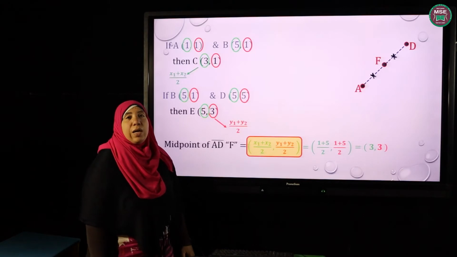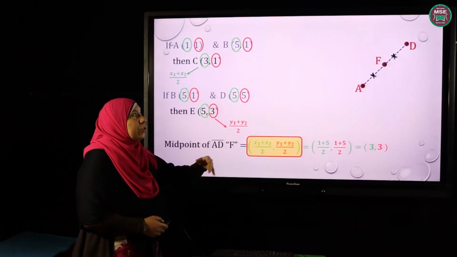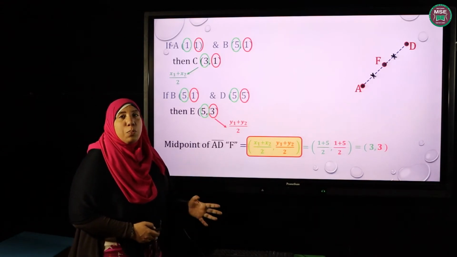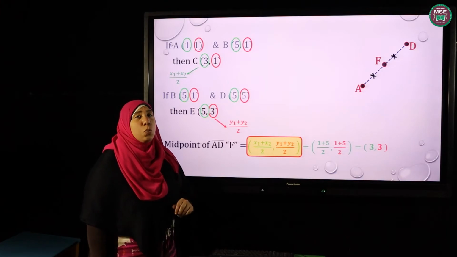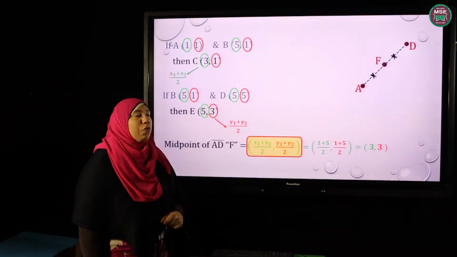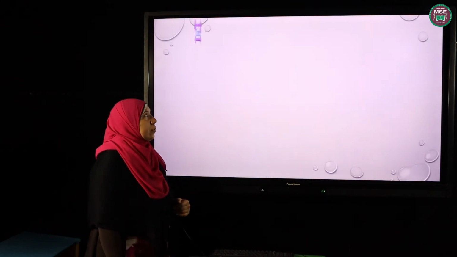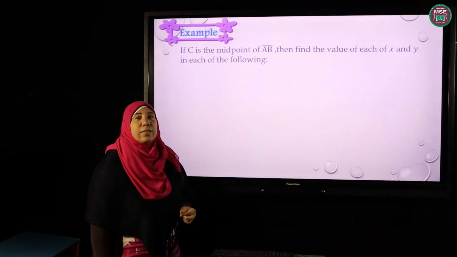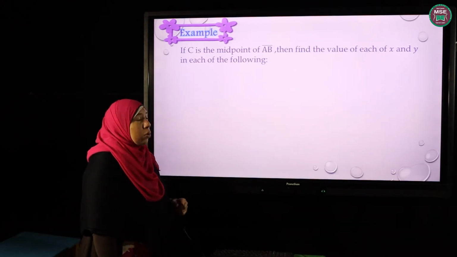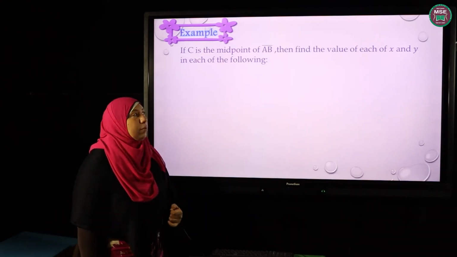With this rule, I can find any midpoint of any line without graphing the line or the points. I can find any midpoint if you know the two terminals of the line. Terminal means the starting and the ending points. For example, C is the midpoint of a line segment AB. So A and B are the terminals of the line.